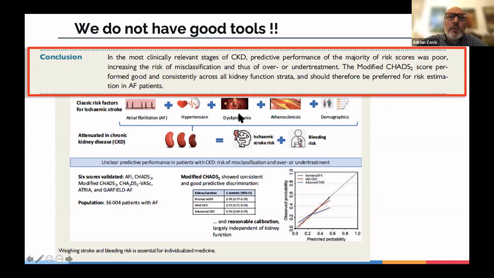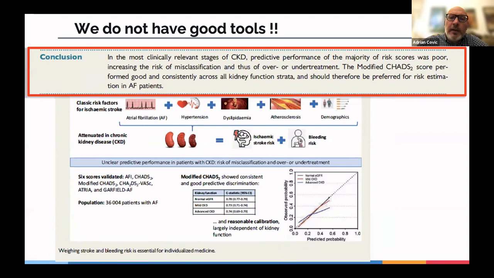And in fact, it was associated with the high risk of misclassification. And because of that, it was leading to either over or under treatment. And the only score which was sort of better performing than the others was the modified CHADS2 score, which was performing better across all various kidney function strata.